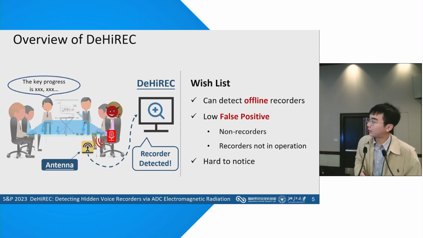Ideally, the system should have these requirements. First of all, the system should be able to detect both online and offline recorders. It needs to achieve a low false positive rate, which means it will not alarm when there are non-recorders or recorders which are not recording. And we also want the system to be hard for attackers to notice.